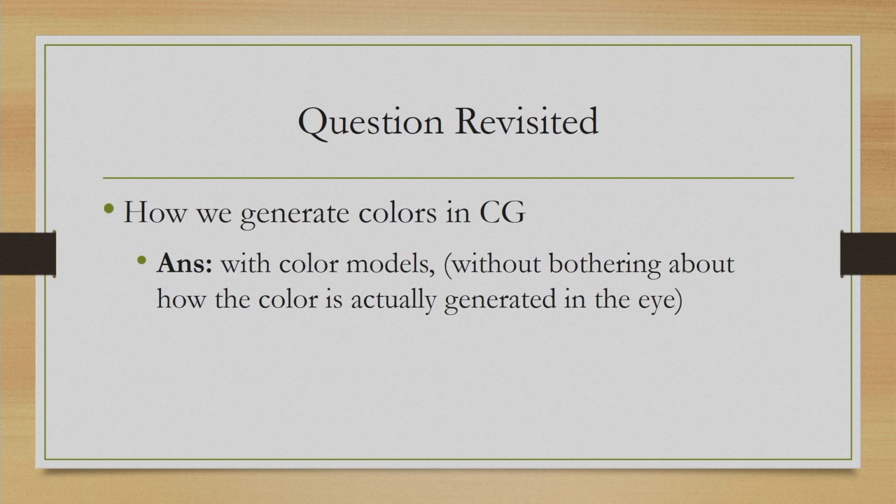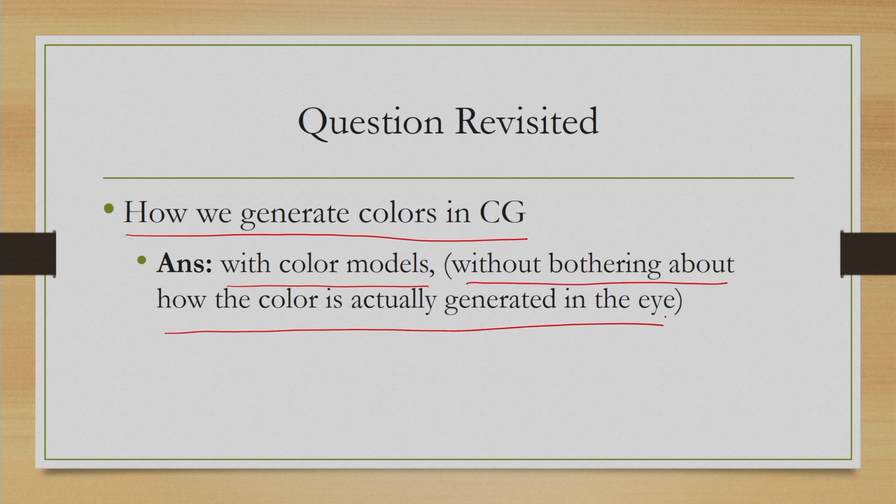Thus, the question that we posed, how we generate colors in CG, one way to do that is with the use of color models, without bothering about how the color is actually generated in the eye, without bothering about the actual spectrum that is responsible for giving us the perception. Now, there are many color models. Let us try to understand the idea of color models in terms of the most basic of them all, namely the RGB color model, or red, green, blue color model.